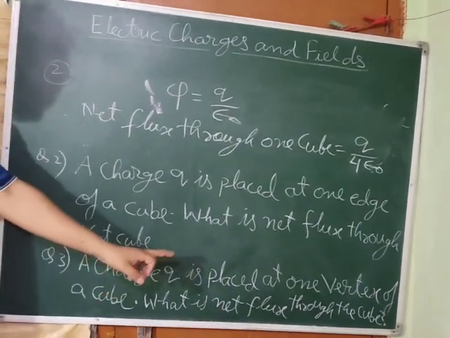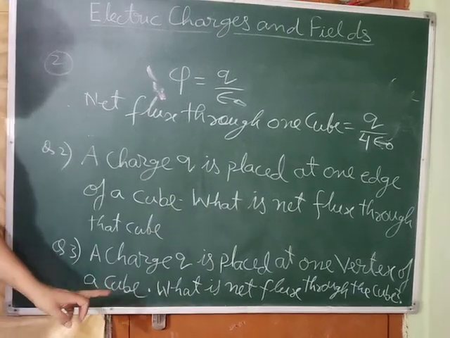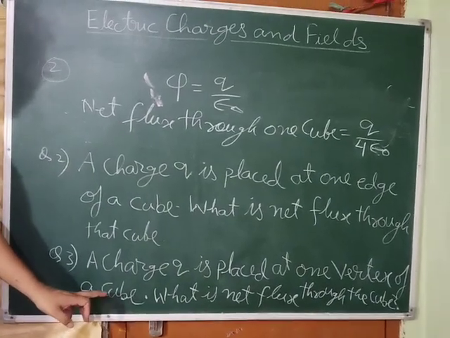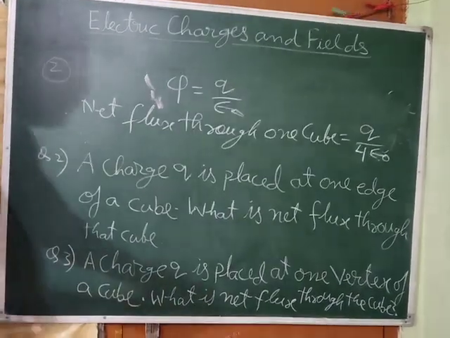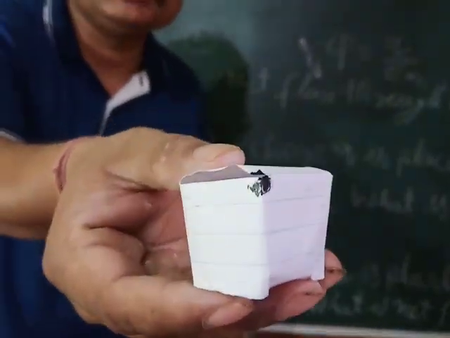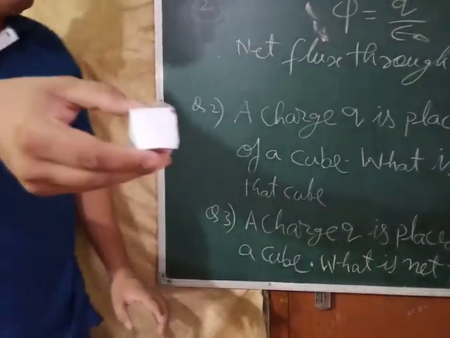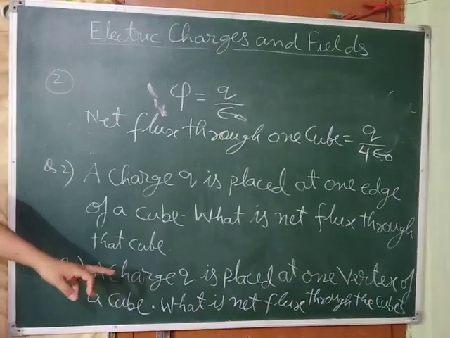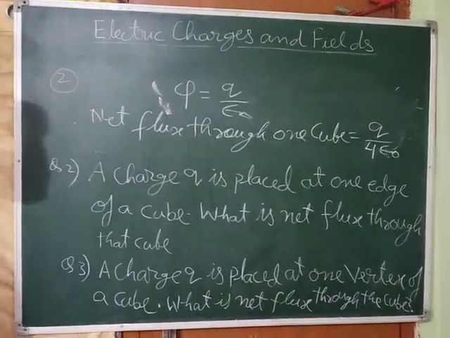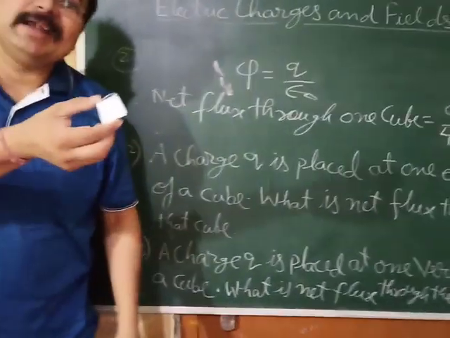A charge q is placed at one vertex of a cube. Okay, where is the charge placed? At one vertex. You can see this is the vertex at which this charge is placed. You can see this black mark. So it is at one vertex of a cube. Okay. What we have to find out? What is the net flux through the cube? So through this cube, we have to find out the net flux.